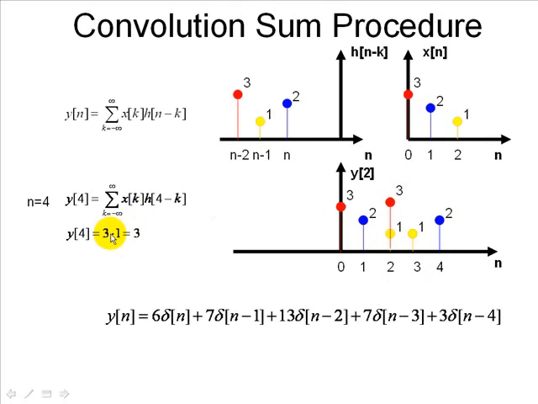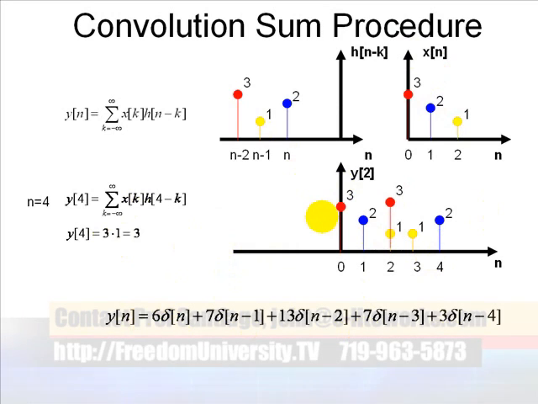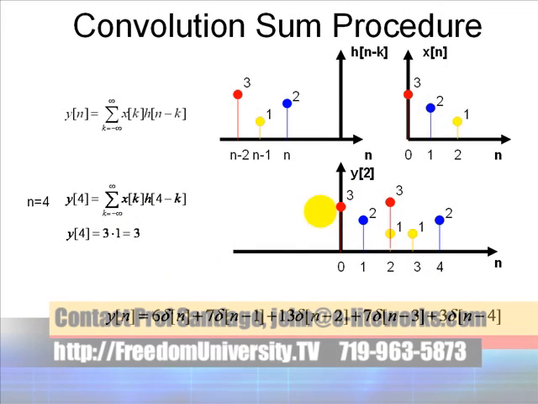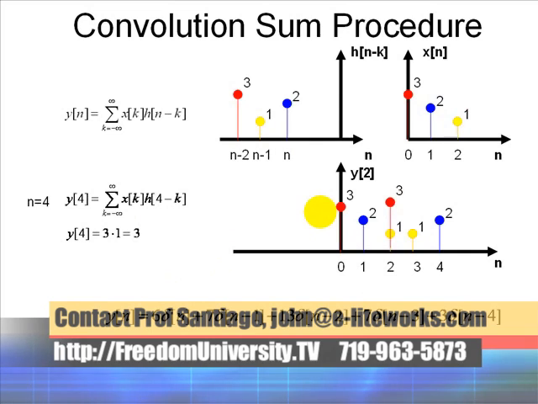Okay, and finally, representing all the functions that we had earlier, we get the same result as we did with the tabular form, but this is a more formal approach in which we reflect and then shift and then multiply and then add. That's what this convolution sum procedure is all about. And we'll see that's useful when we talk about the convolution integral.